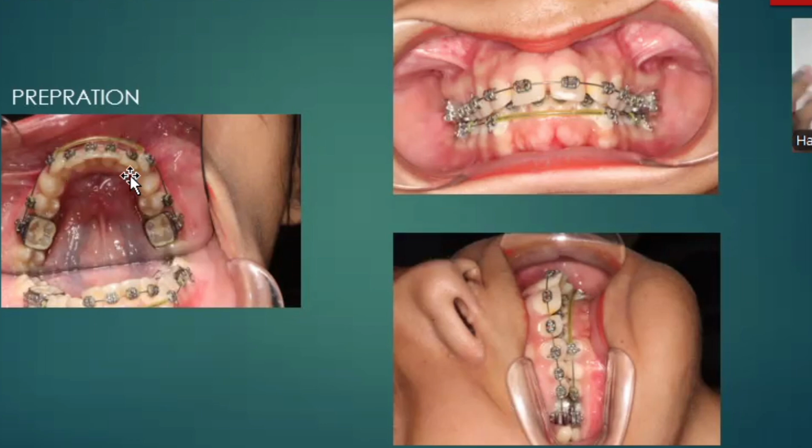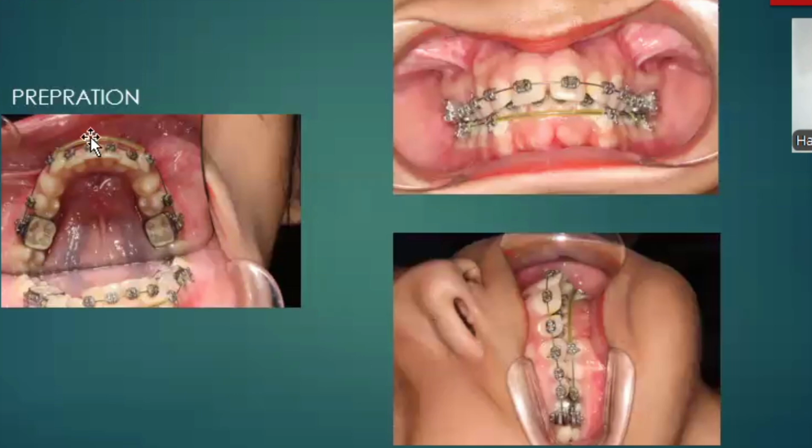Then we will go to rectangular wire 1725 NiTi, 1725 SS in a stepwise fashion. But our arch will have 3 segments. One segment will be the 4 incisors, and the other segments will be the right and left sided canine, first premolar, second premolar, and the first molar.